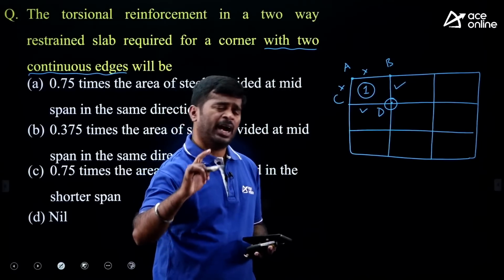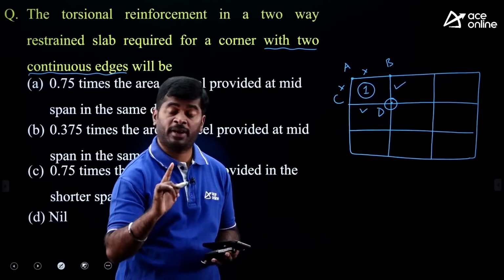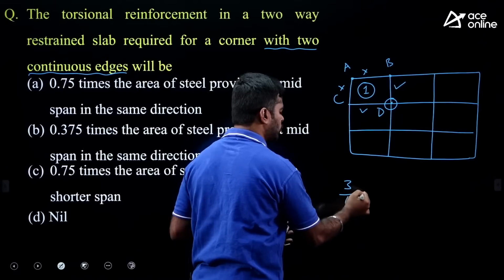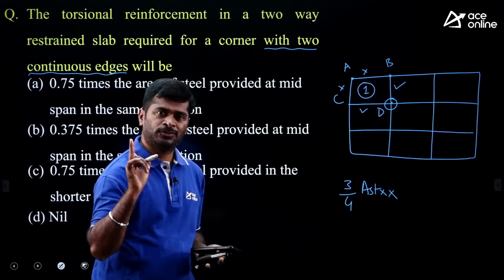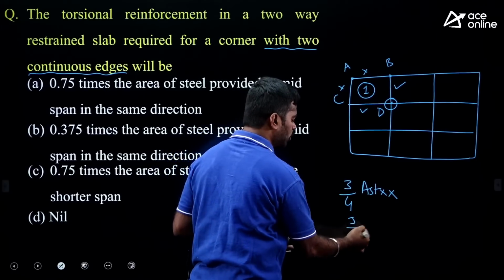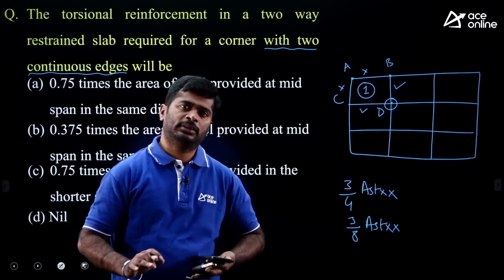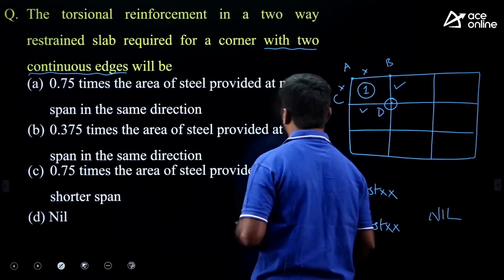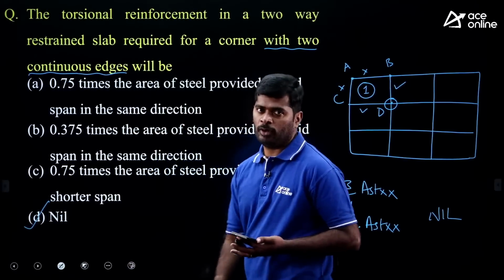According to IS code, at any corner, if two edges are discontinuous, provide a torsion steel of magnitude 3/4 of ASTXX in each direction, 3/4 of ASTXX. At any corner, if one edge is discontinuous, another edge continuous, provide a torsion steel of magnitude 3/8 times ASTXX. At any corner, if both edges are continuous, no need to provide the torsion steel, nil. So, the question is related to corner D, no need to provide the torsion steel. Okay? Right.